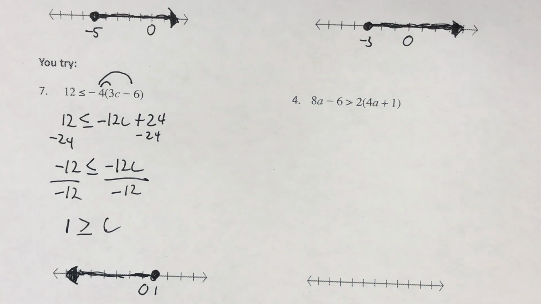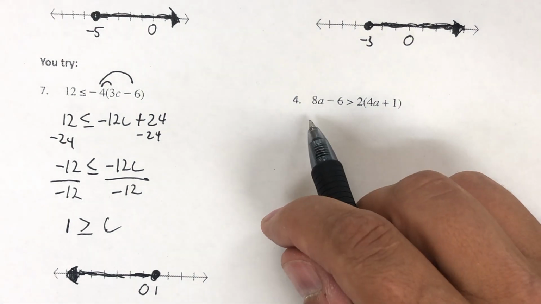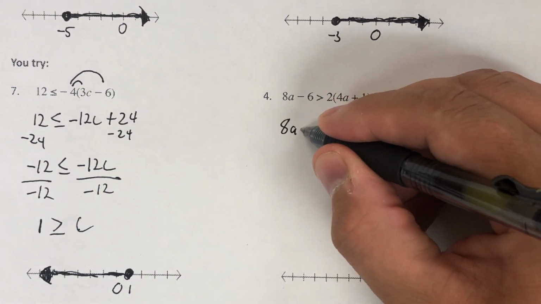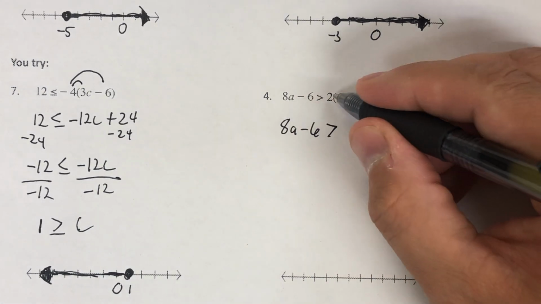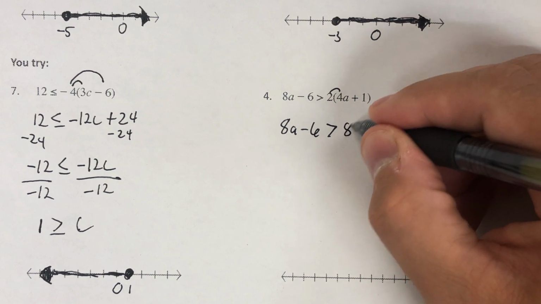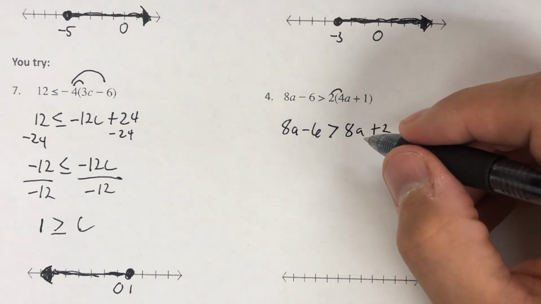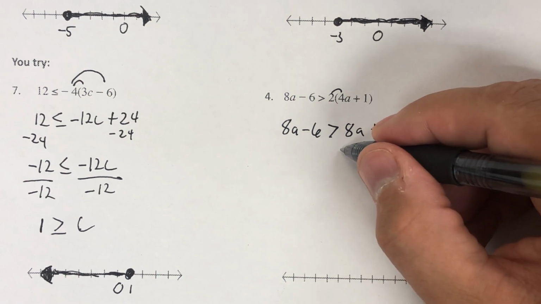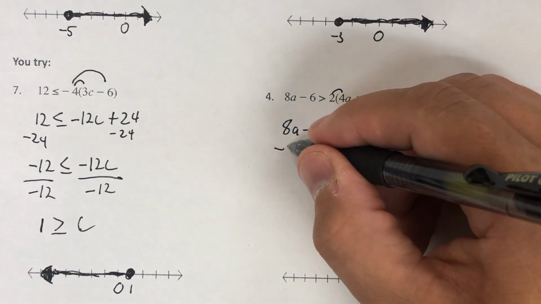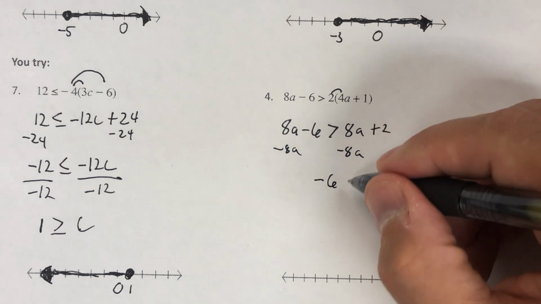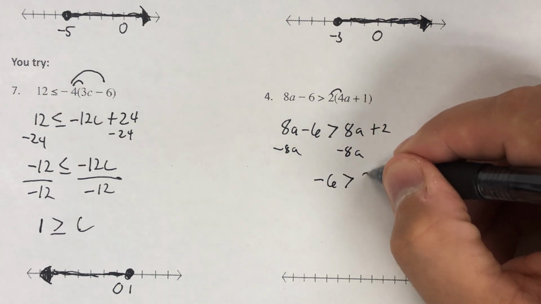Last one here for number 4. Nothing to simplify on the left side, so I'm just going to rewrite 8a minus 6 is greater than 2 times 4, which is 8a plus 2. Alrighty. Next step, subtract 8a, subtract 8a. Boy, they both cancel. They're gone. Negative 6 greater than 2.